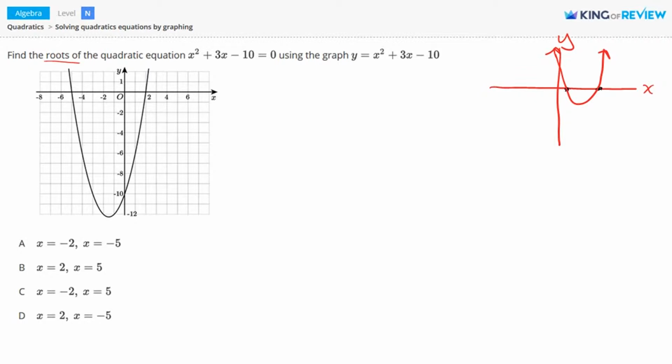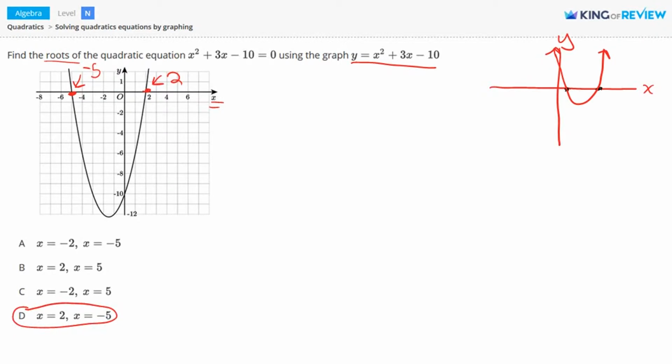So let's look at the graph of y equals x squared plus 3x minus 10. Where does it cross the x-axis? Well, it crosses right here, and it crosses right here. This point here is at x equals 2, and this point here is at x equals negative 5. So we have roots at x equals 2 and x equals negative 5. So that's letter D right here.